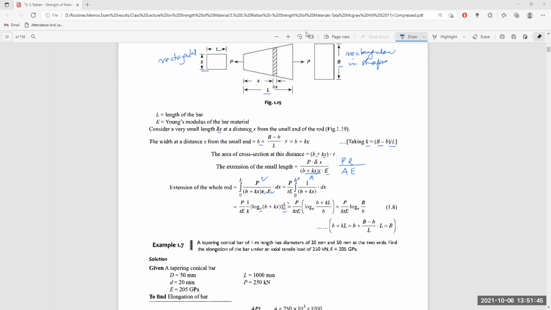Because B plus (B minus small b) by L is multiplied by L, the L will cancel each other, and this B will cancel each other. Only B remains there. So capital B is put here, and small b is put here. So this problem is also finished. Let us go to another problem.